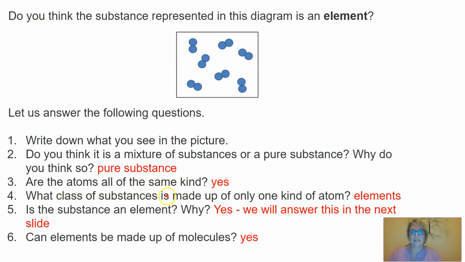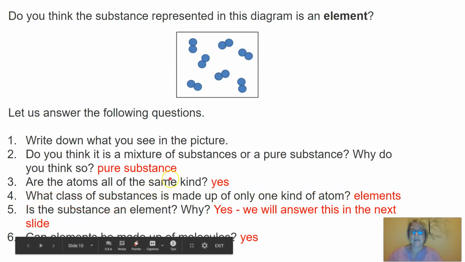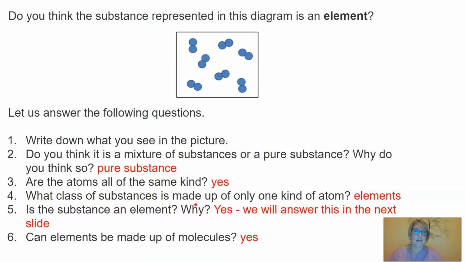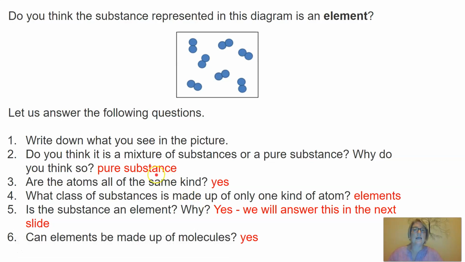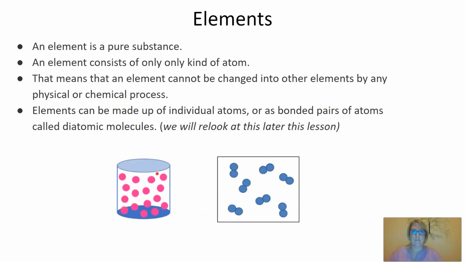What class of substances is made up of only one kind of atom? It's elements. Is the substance an element? Yes. Why? We will answer this in the following slide. And can elements be made up of molecules? Yes. And you'll hear about this later on in the lesson. So what is an element?